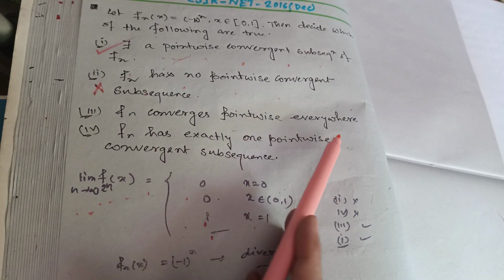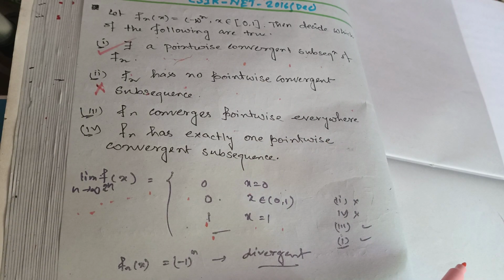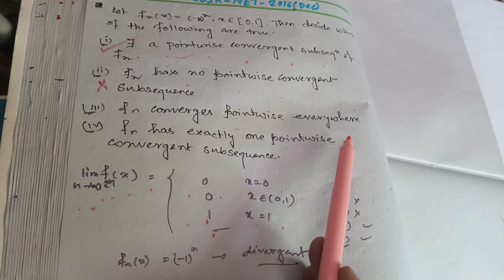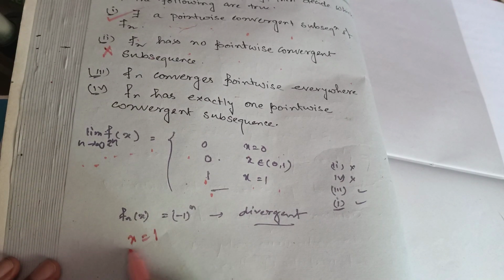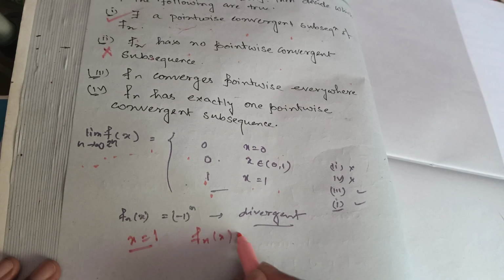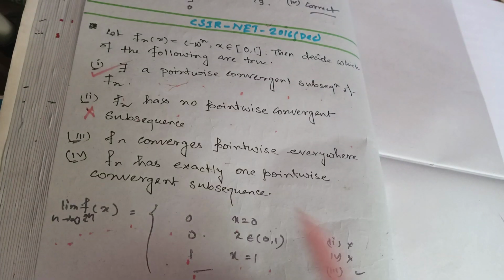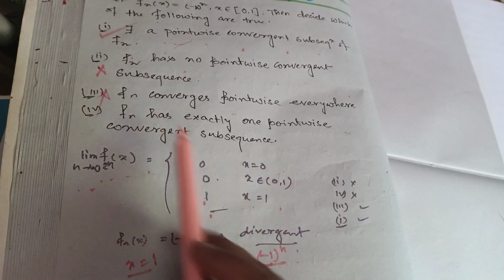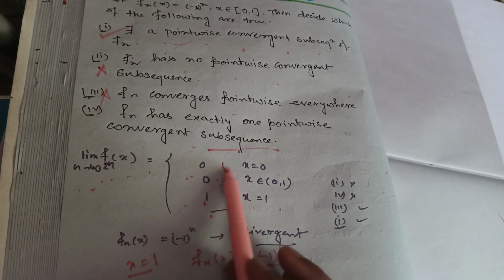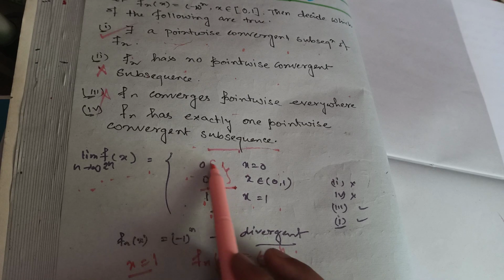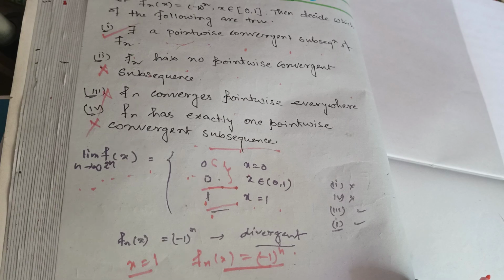Fₙ converges pointwise everywhere? This is not pointwise convergence everywhere, because if we consider x = 1, then fₙ(x) = (-1)ⁿ, which is an oscillating sequence, so it is not pointwise convergent. It is incorrect. Fₙ has exactly one pointwise convergent subsequence? No, there are two pointwise convergent subsequences, one with limit 0 and another with limit 1, so this is also incorrect. So here the first option is correct. I hope it is clear.